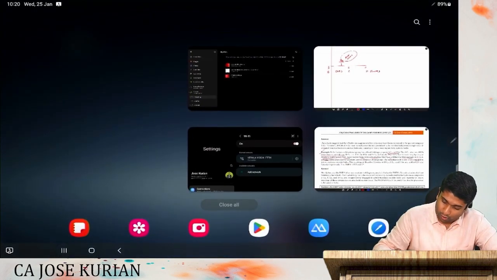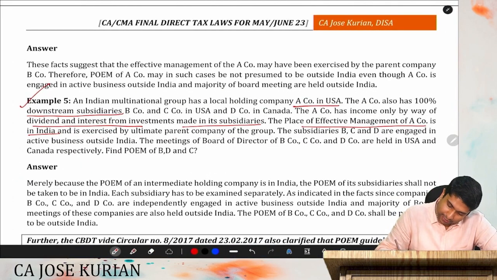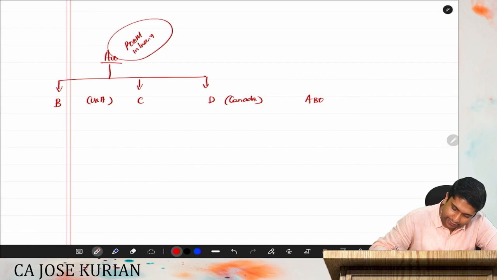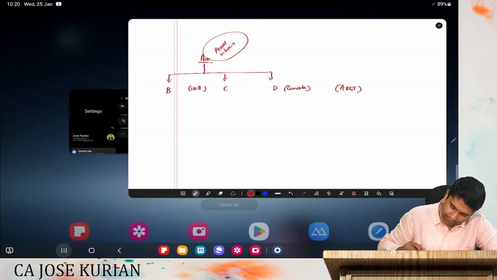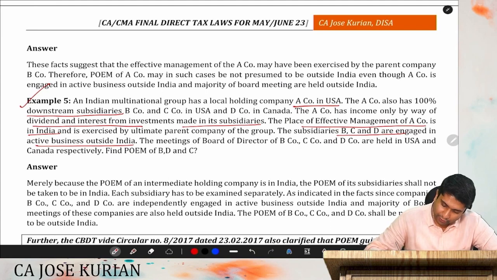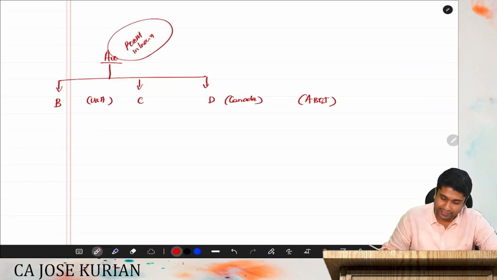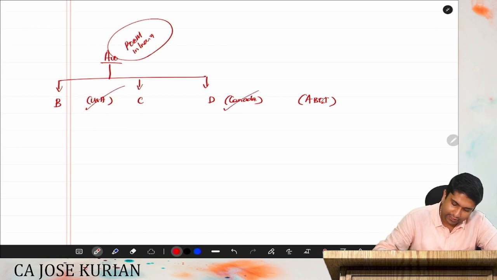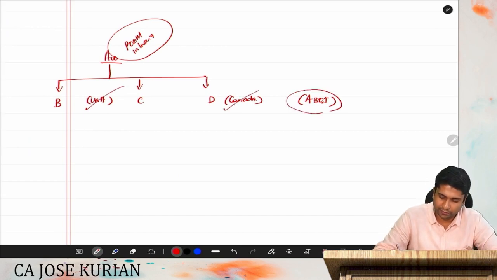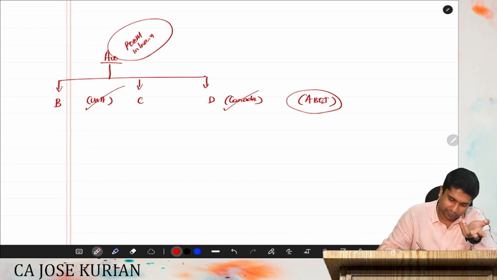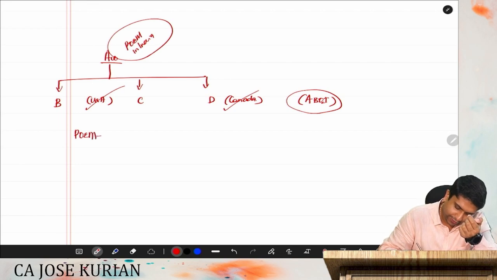Now, what they are saying is, the subsidiaries B, C, D are engaged in active business outside India. For B, C and D, their active business is outside India. Then, finally, board of directors meetings of B, C and D are held in USA and Canada respectively. So if board of directors meetings are held outside India and ABOI is satisfied, then POEM is also outside India.